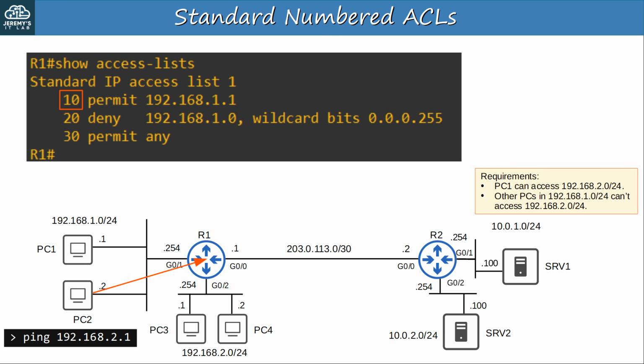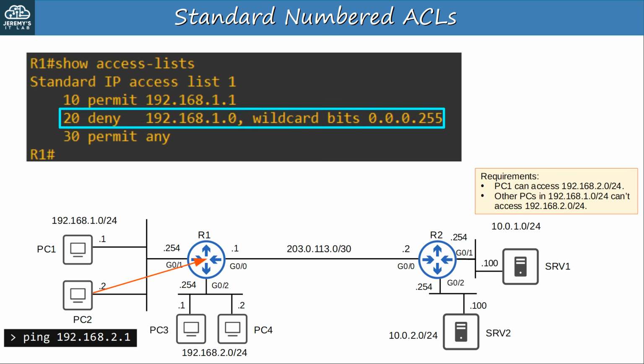It checks the top entry first, permit 192.168.1.1/32. The source of the ping is 192.168.1.2, so it doesn't match. Then it checks the next entry, deny 192.168.1.0/24. PC2's IP is in this subnet, so it matches this entry, and R1 takes the action, which is to deny. It won't forward the ping to PC3.